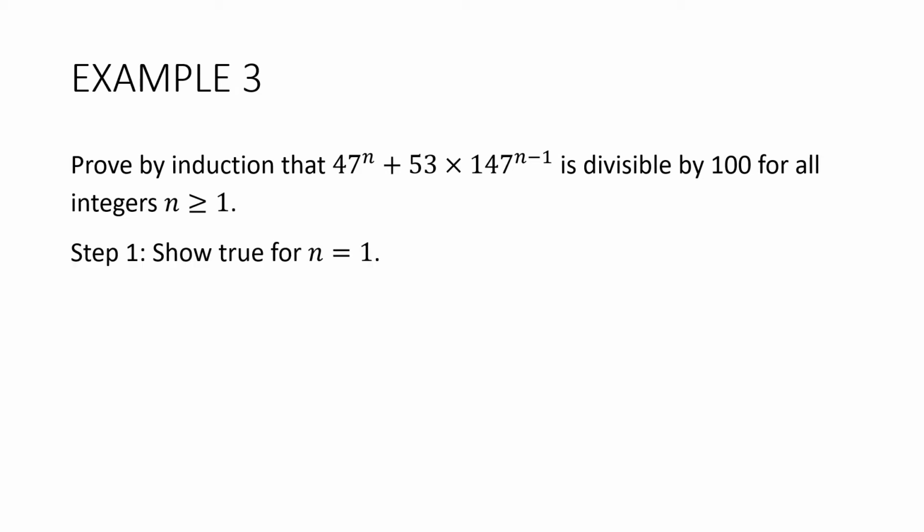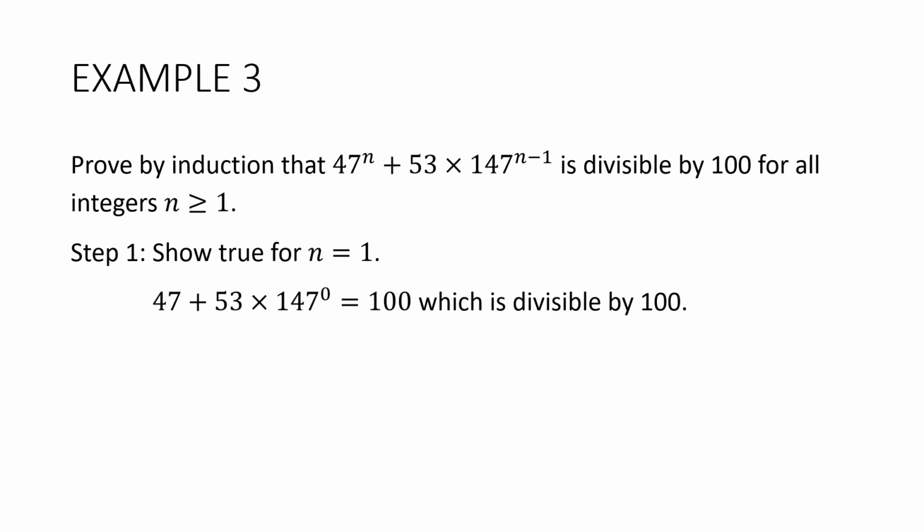But let's start the same way. Let's show that it's true for n equals 1. So it's going to be 47 to the power of 1, which is 47, plus 53 lots of 147 to the power of 0. This, of course, is equal to 1. So 47 and 53 is 100, which is divisible by 100. Therefore, it's true for n equals 1.